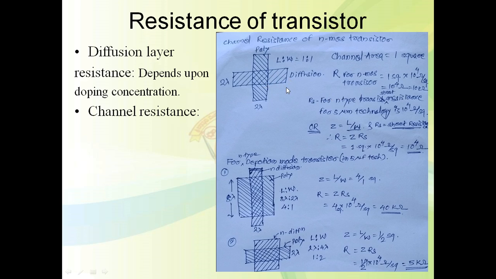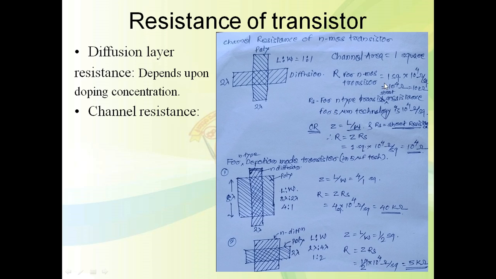So there are different technologies. You know that there are different technologies: 5 micrometer thickness technology, 2 micrometer thickness technology, 1.2 micrometer thickness technology. Depending upon this thickness of the diffusion layer, there are different technologies. Now, if we consider 5 micrometer technology, the diffusion layer will have 5 micrometer thickness.